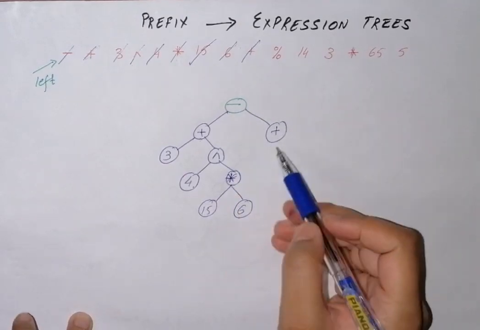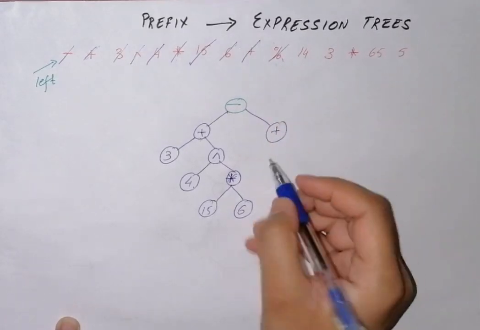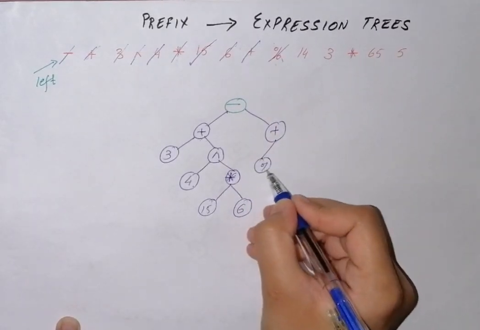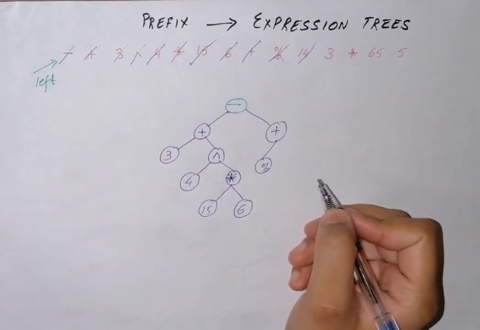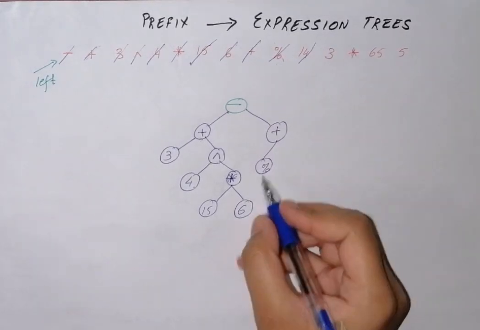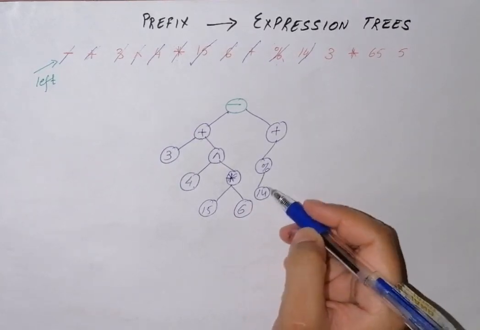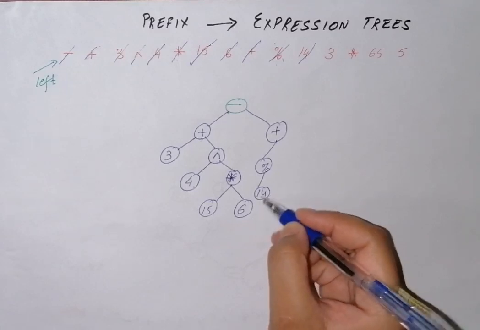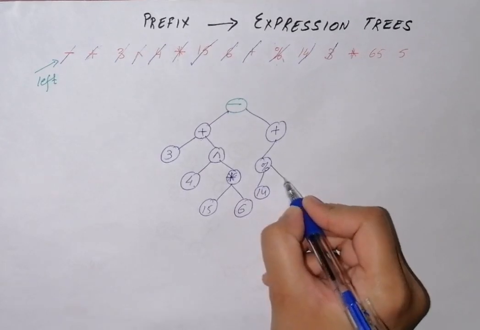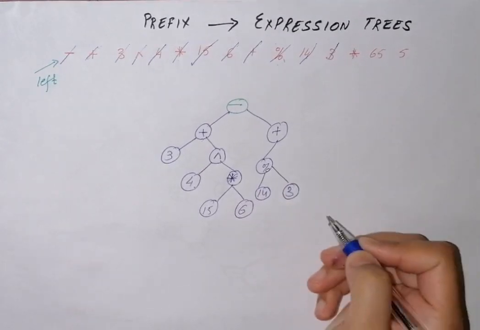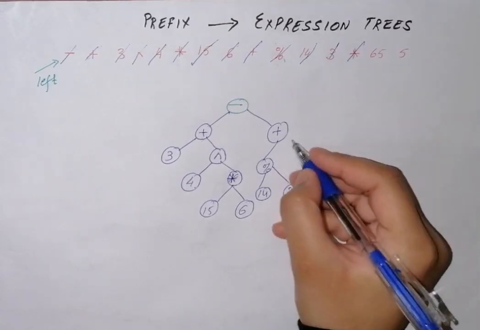After inserting this plus node, I'll go towards the next character, which is division. So division will become part of this side, and the next one is 14. 14 will become part of this left subtree. We will go on inserting at the left subtree until we find or achieve the leaf node. What is the next character? It is 3. So 3 will become the right child of this particular node. Okay, the next character is multiplication.